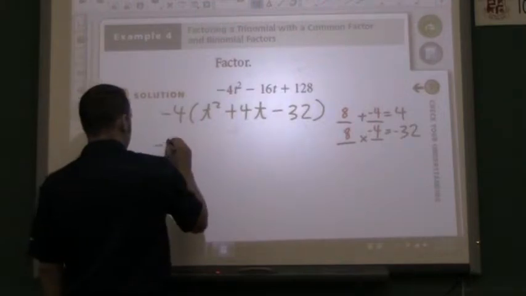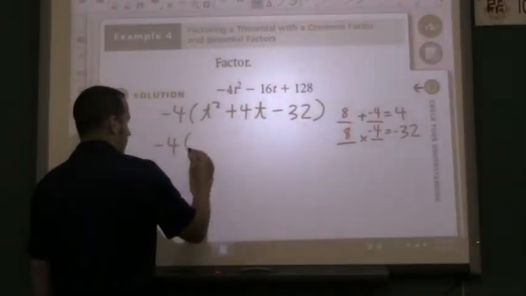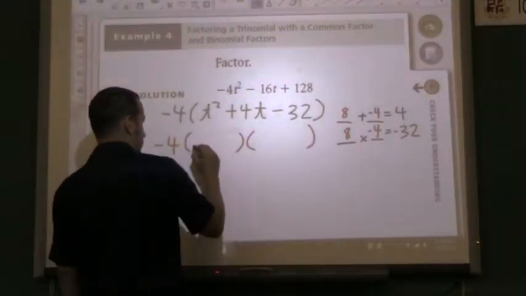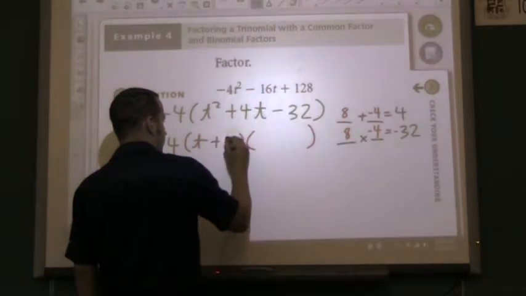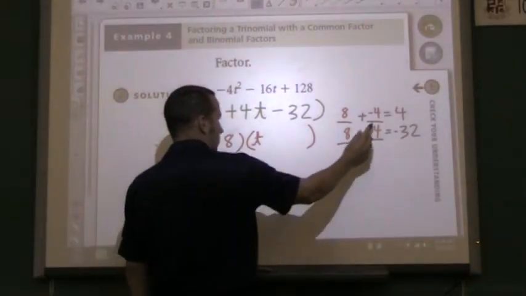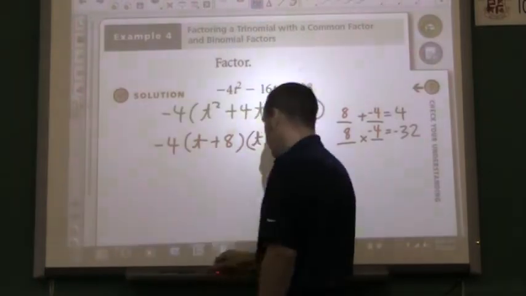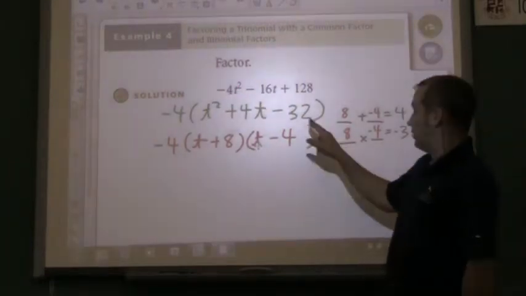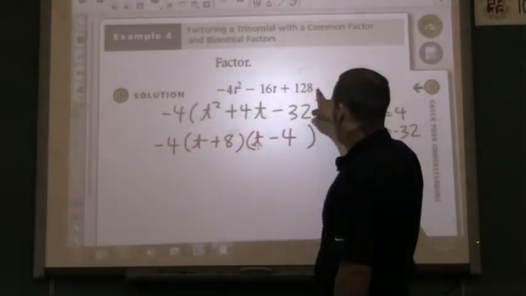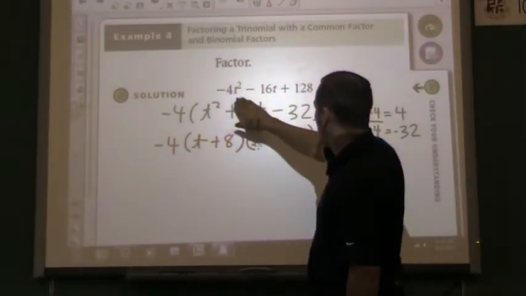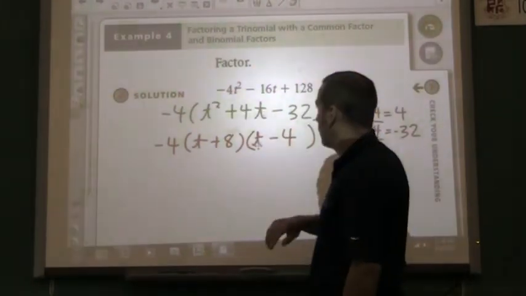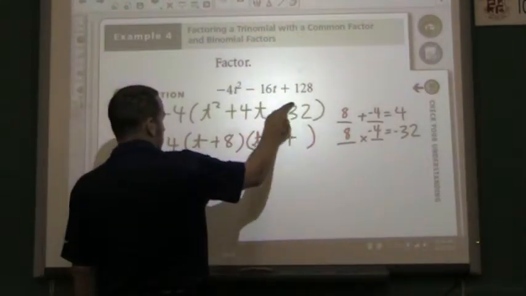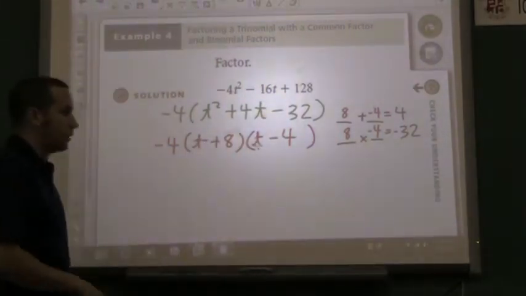So then, put my negative 4 still in front. This whole thing is now replaced with t plus 8 and t minus 4. So once again, just a quick review. If you want to factor something like this, where you have a coefficient out in front of your squared term, you're just going to factor it out, and it becomes just like the first ones that we started with.